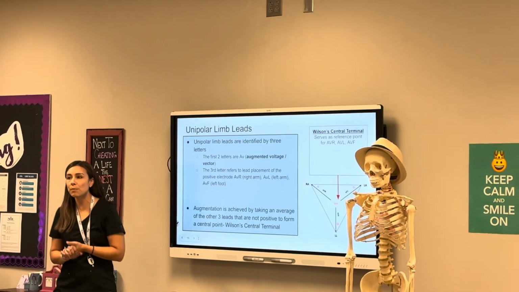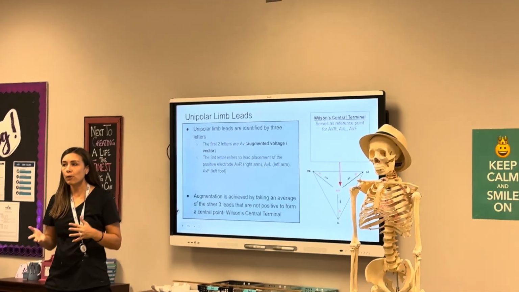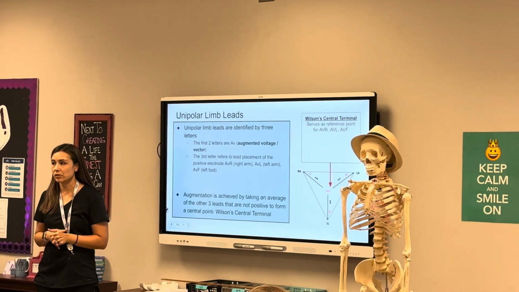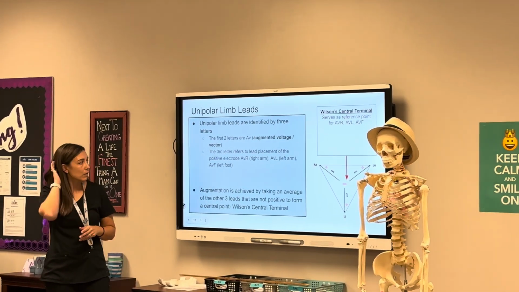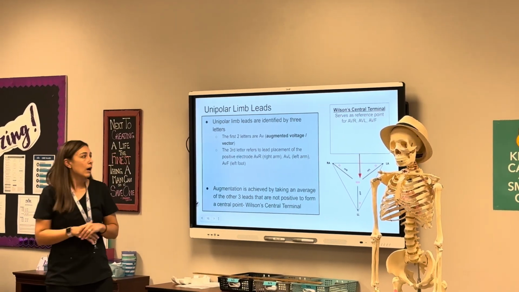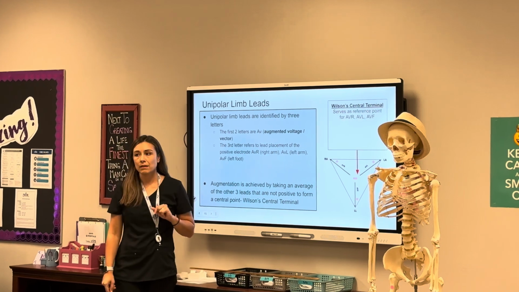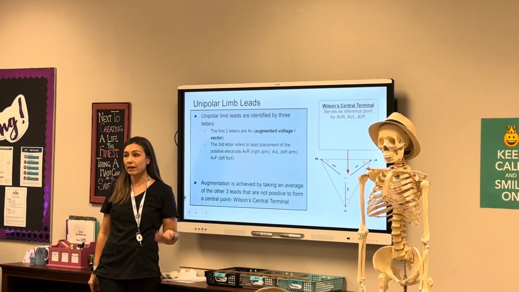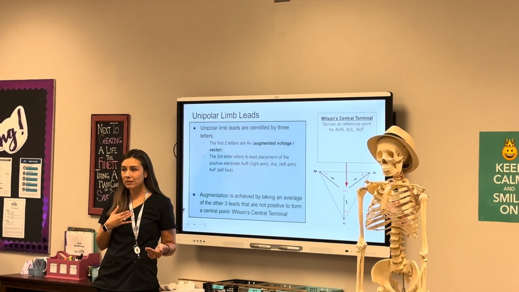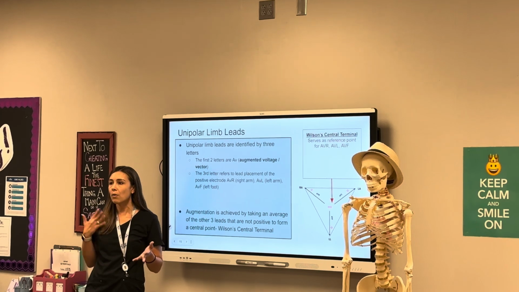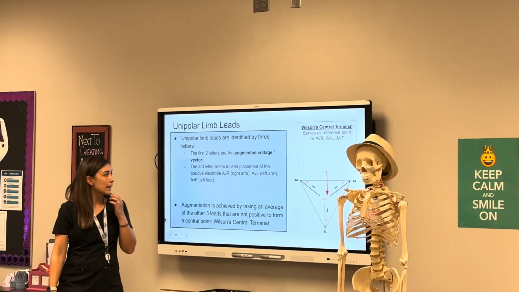Now we have unipolar limb leads. If bipolar limb leads use 2 electrodes, what do you think unipolar limb leads use? 1 electrode. Our unipolar limb leads are going to start with the letters AV. AV stands for augmented voltage or augmented vector. I like to say vector. I think on certification it says voltage. I want you to be aware of both words there.